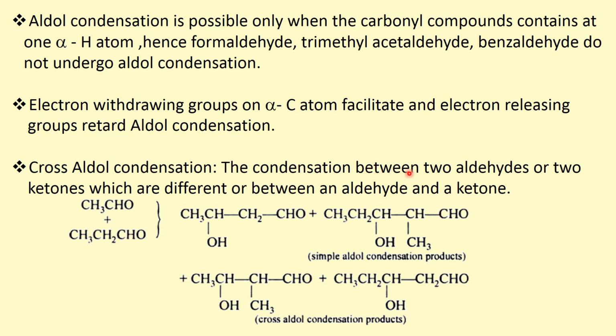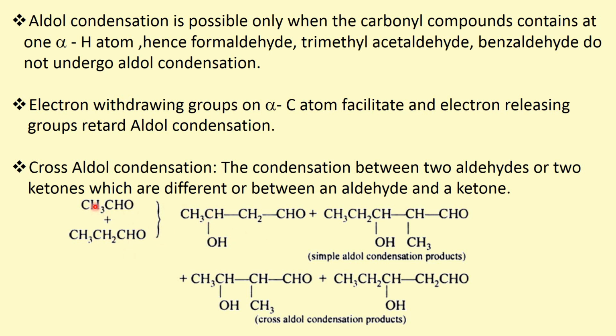Now the condensation between two aldehydes or two ketones which are different, or between an aldehyde and a ketone, is known as cross aldol condensation. Here we have taken the example of aldol condensation between two different aldehydes. One is acetaldehyde, one is propanaldehyde. Now, a number of products will be obtained.